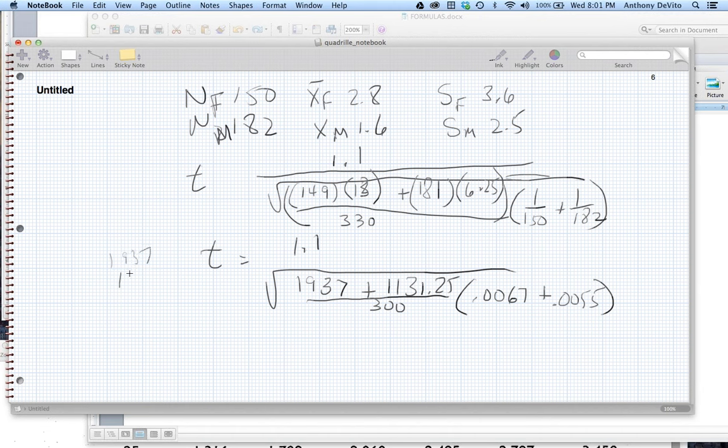1937 plus 1131 is 3068, or rather 2968, divided by 330. You're right, 330. Times, add these two together, and 0.0067 and 0.0055 give us 0.0122, correct?